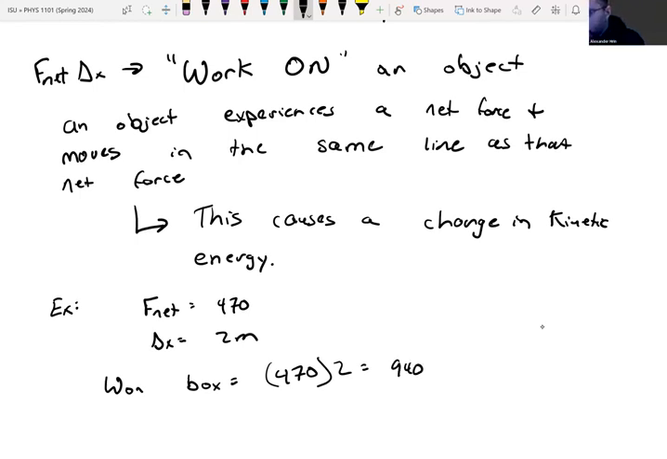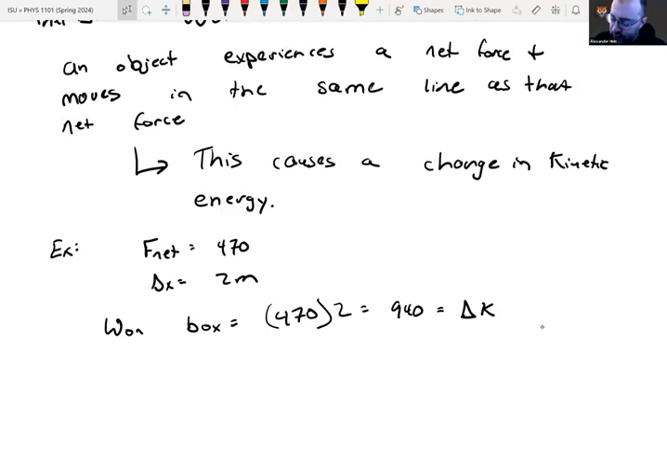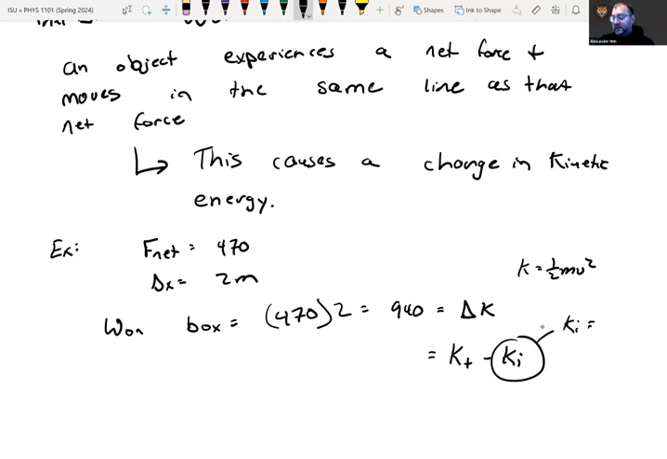Now, there's another thing I have not talked about yet. We'll get to this in just a minute. But when you have this work on the box, that work is going to be equal to the change in kinetic energy. The kinetic energy, as a reminder, is 1/2 mv squared. So your kinetic final minus kinetic initial. And not always, but if your velocity is 0, your kinetic energy is 0. That's a fairly reasonable thing to say.